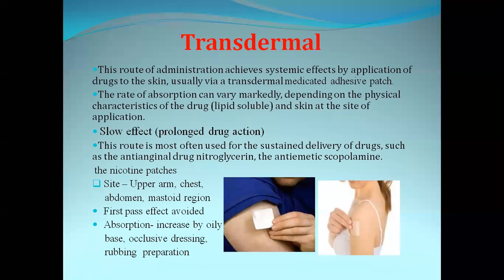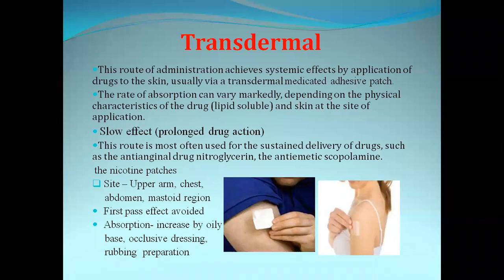Nitroglycerin is a vasodilator, and the nitroglycerin transdermal patch is usually kept on the heart region, where the nitroglycerin will be released slowly into the systemic circulation for a long time. That is why these drugs have a prolonged duration of action. The next example is an anti-emetic drug, scopolamine, which is placed behind the ears.